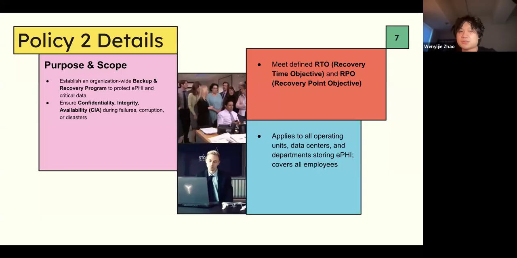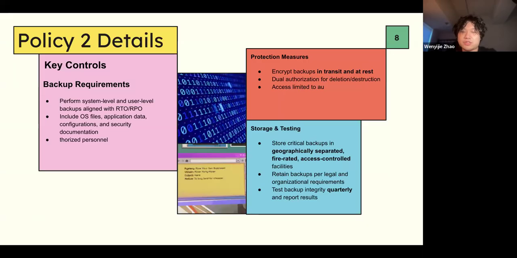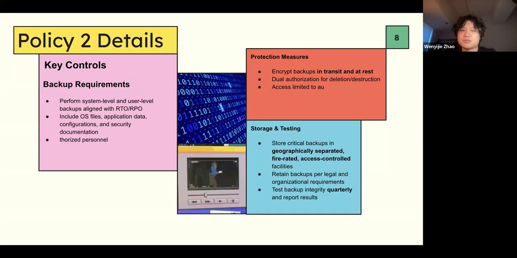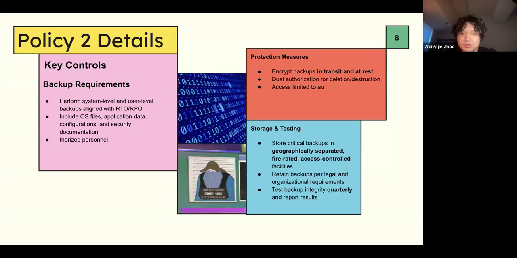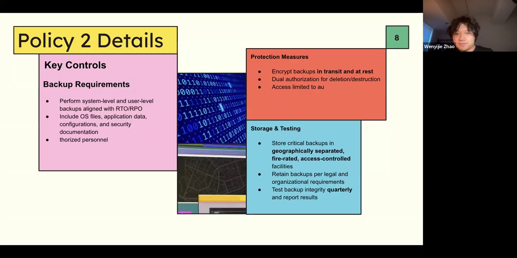This policy is not optional. It is a baseline standard required to maintain operational resilience. This policy mandates strict technical and procedural controls. We perform both system level and user level backups aligned directly with our RTO and RPO targets. The backup scope includes OS level components, application datasets, configuration states, and all relevant security documentation.